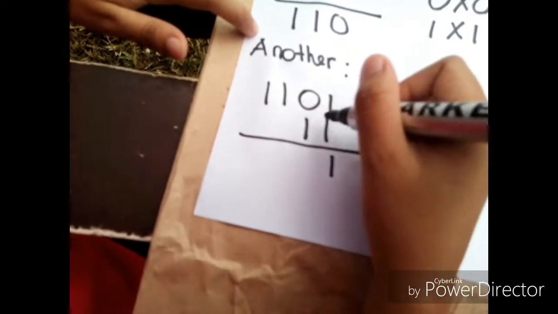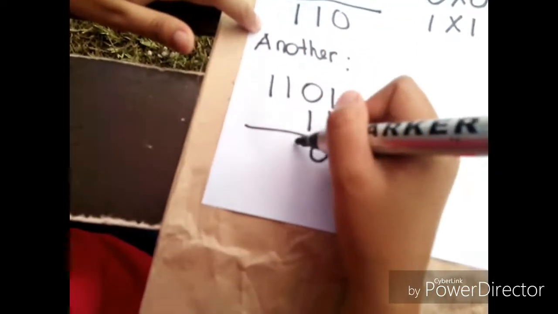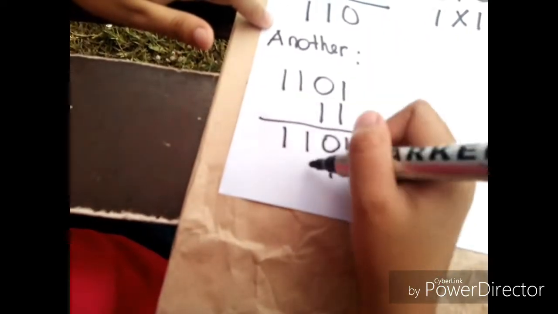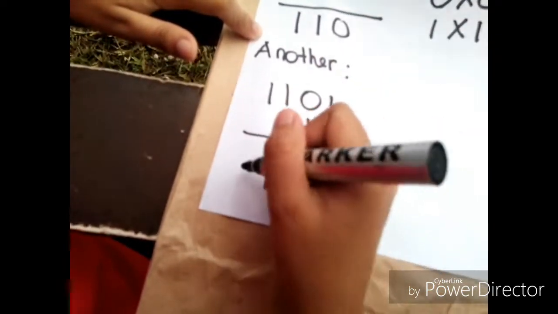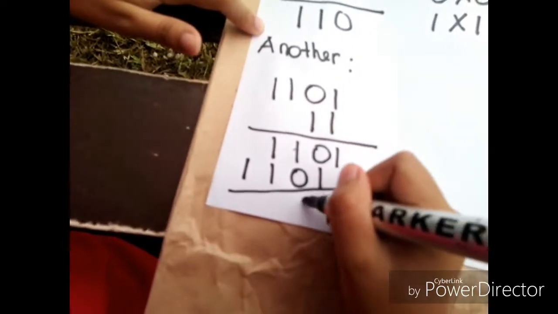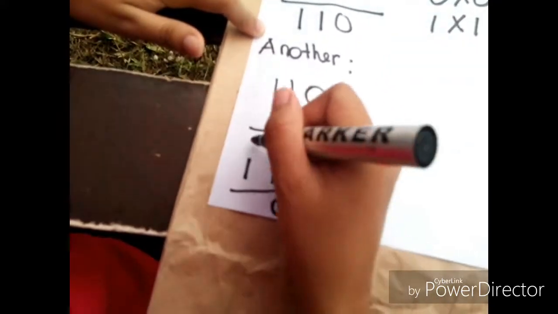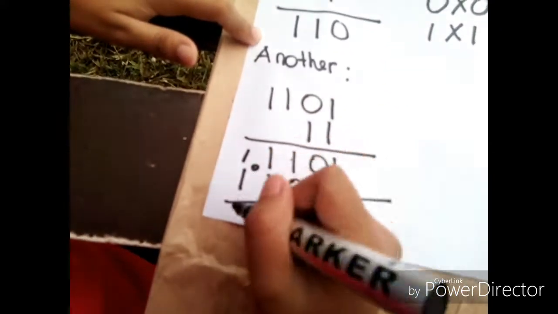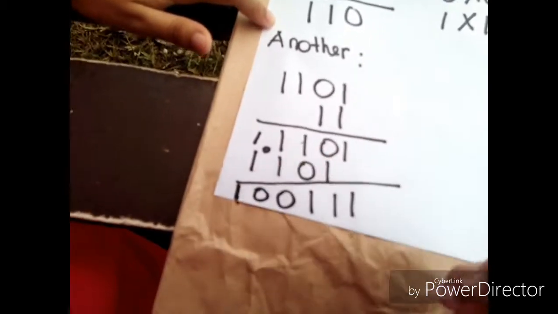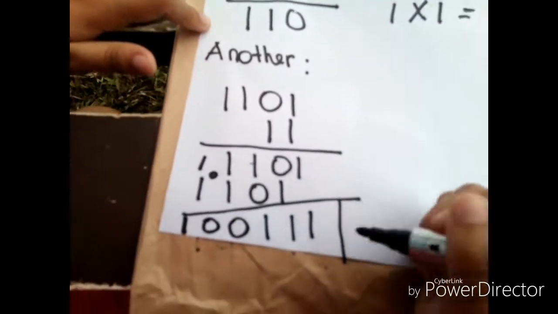So 1 times 1 equals 1, 1 times 0 equals 0, 1 times 1 equals 1, 1 times 1 equals 1. 1 times 1 equals 1, 1 times 0 equals 0, 1 times 1 equals 1, 1 times 1. So let's add: 1 plus 0 plus 1, 1 plus 0 carry 1, 1 plus 1 is 0, carry 1. Sorry for the error.